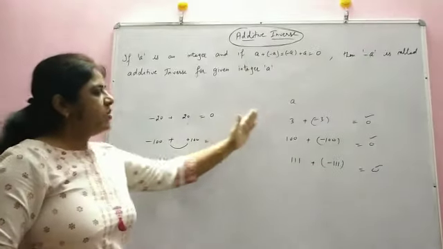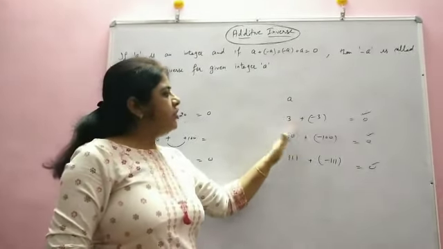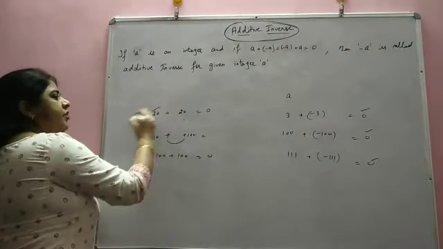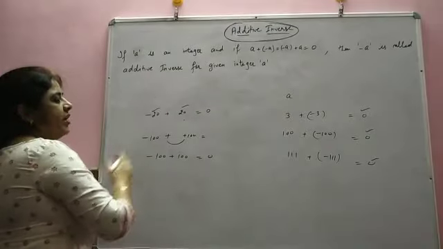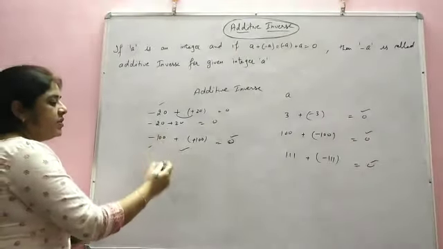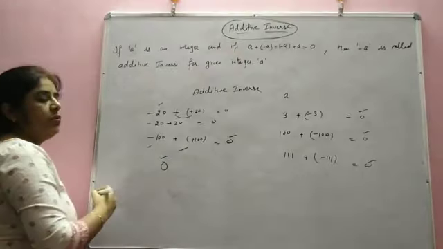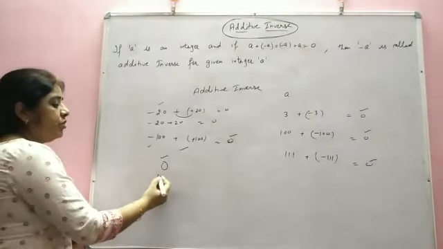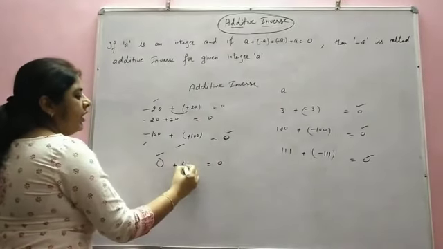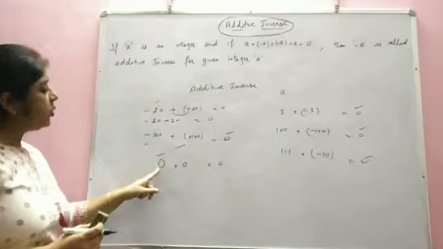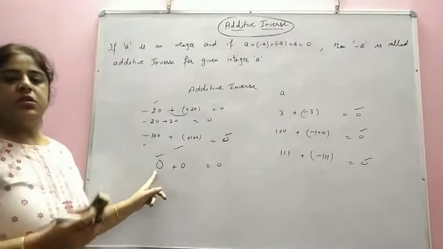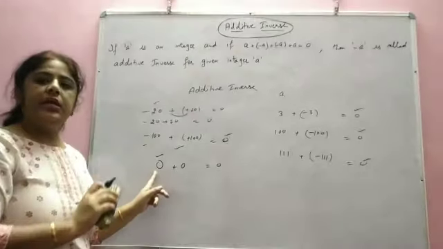So if we have a positive integer, then changing its sign gives its additive inverse. And if it's a negative integer, then changing its sign, we will get its additive inverse. Now, if we have 0, it's neither a negative nor a positive integer. What should be added to this to get 0? 0 itself. So 0 is the only integer whose additive inverse is equal to the number itself.